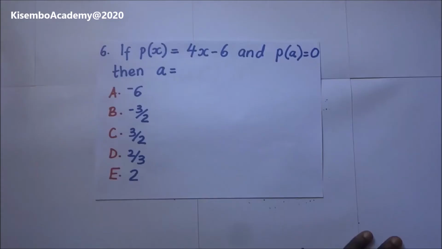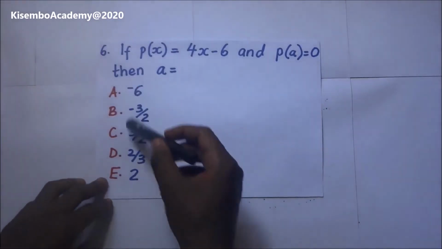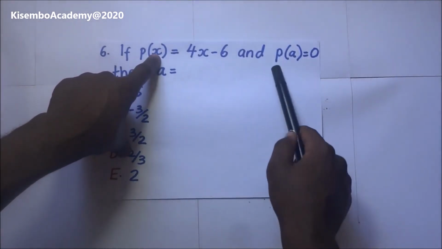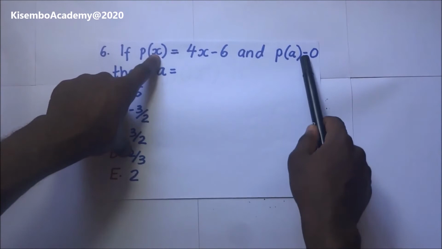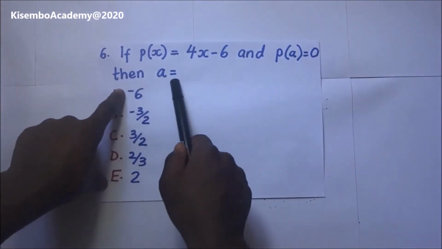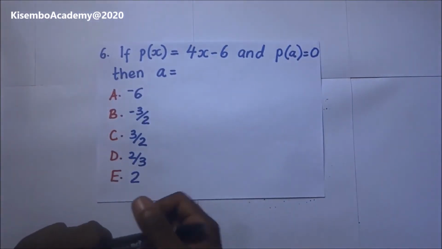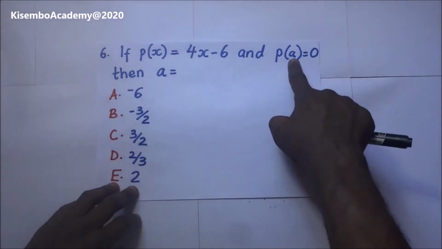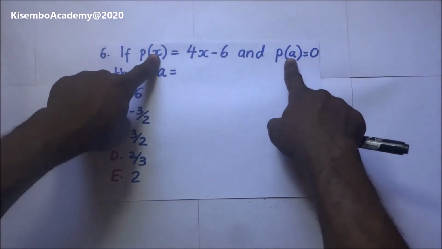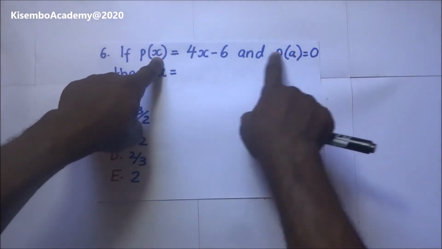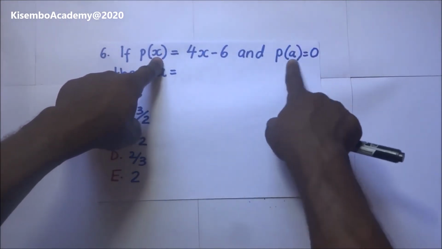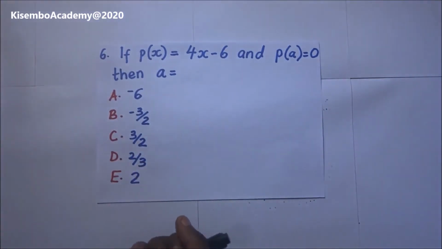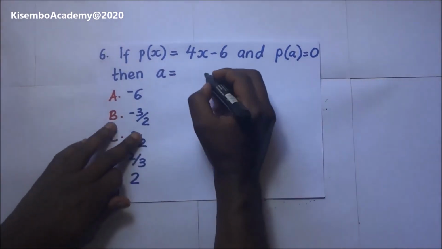So in this question, they're telling us that if the function p where x is the input is given by 4x minus 6, and p where the input is a is equal to 0, then what is the value of a? Of course, they're telling us that when in the place of x we put a, the overall function is 0. So we'll begin by quoting the original expression p of x.